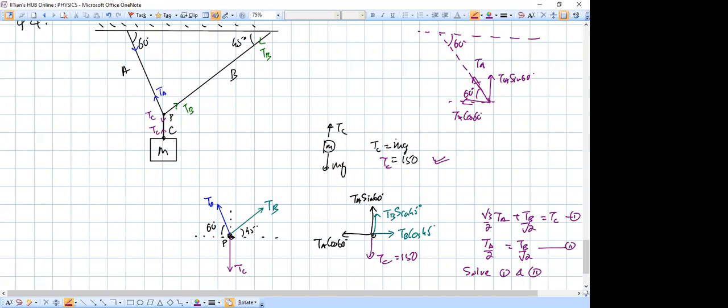Yeah, Rakshit, the first equation is just coming from balancing the vertical forces. So these two forces, TA sine 60 plus TB sine 45, they are balancing the downward force, which is TC. Understood it? All right, moving on to 9th question after this.